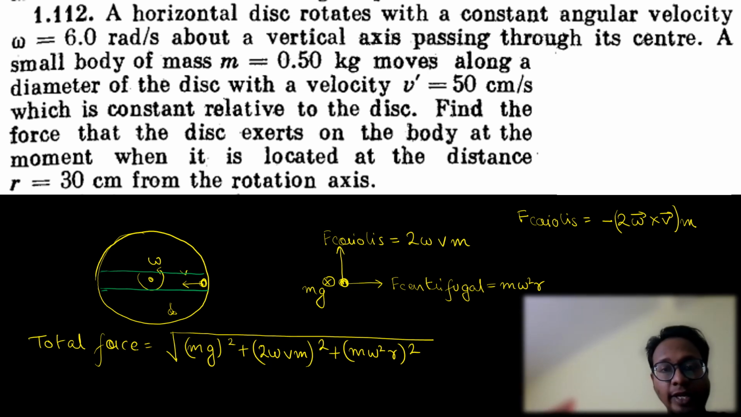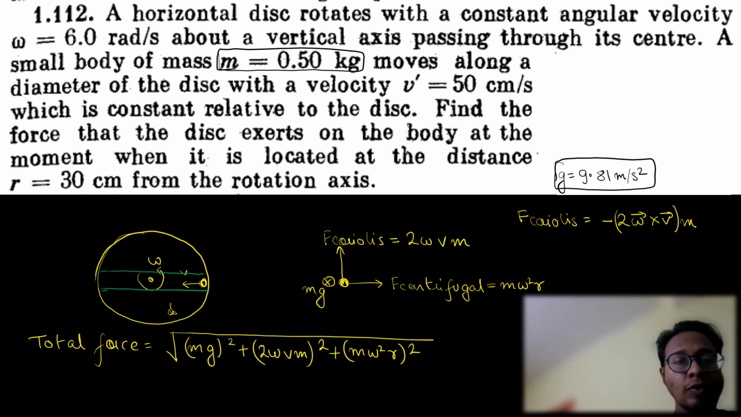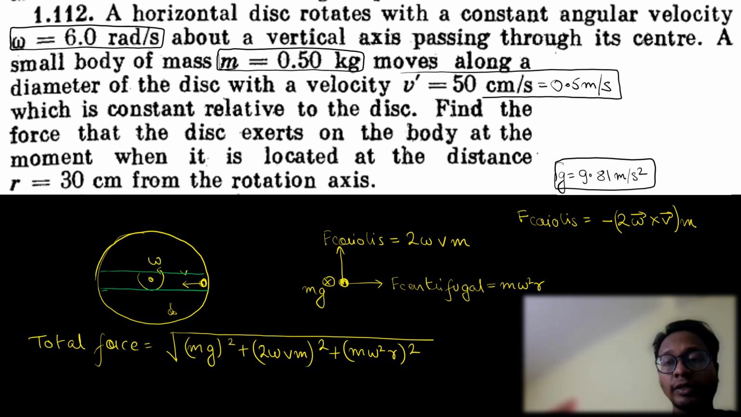So if you put the values of m, which is equal to 50 kg, g is nothing but 9.81 meter per second square. This value of g should be memorized. Omega is nothing but 6 radians per second. v is the velocity of the particle, which is equal to 50 centimeter per second or 0.5 meter per second. You must always use SI units in calculation to avoid error. Mass is already given, velocity of the particle we have taken out, omega squared is already given.